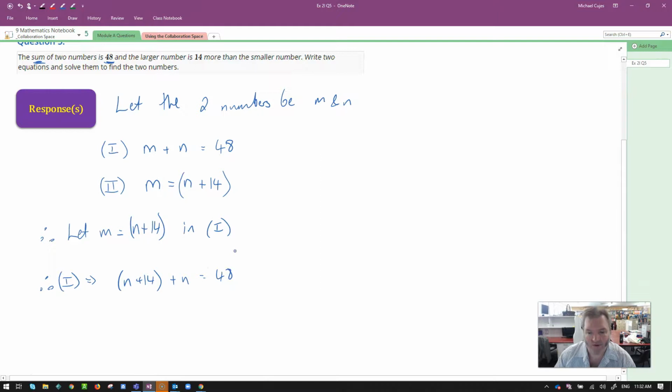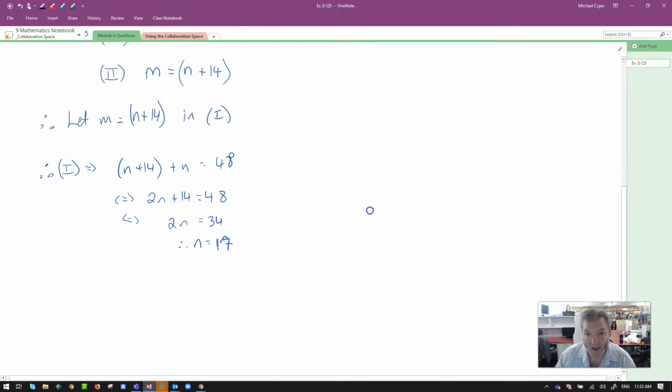And now we've just got an equation we know how to solve, don't we? A one variable equation. If I simplify the left-hand side, that's equivalent to 2N plus 14 equals 48. Subtract 14 from each side. 2N is equal to 34. Therefore, dividing by 2, I get N equals, oh, that doesn't much look like a 7. N equals 17. I haven't finished yet.